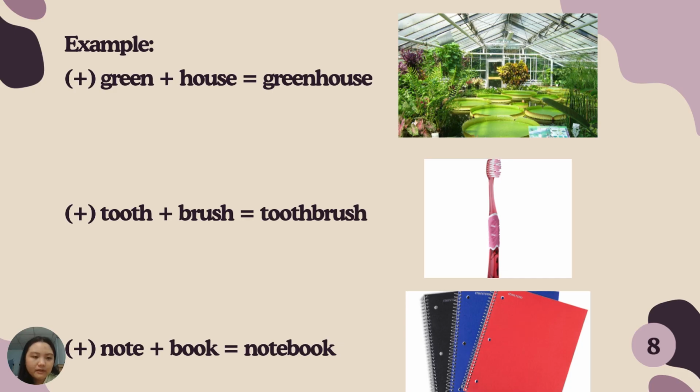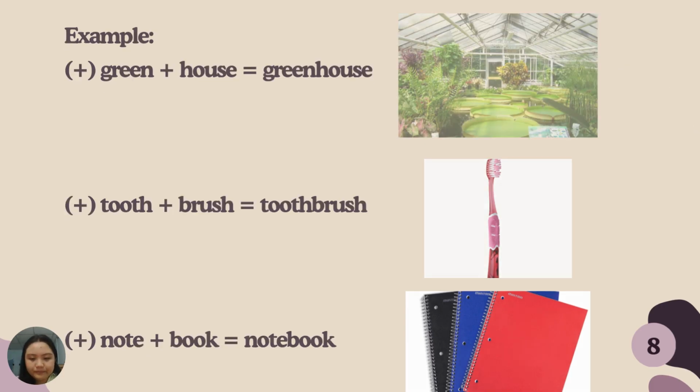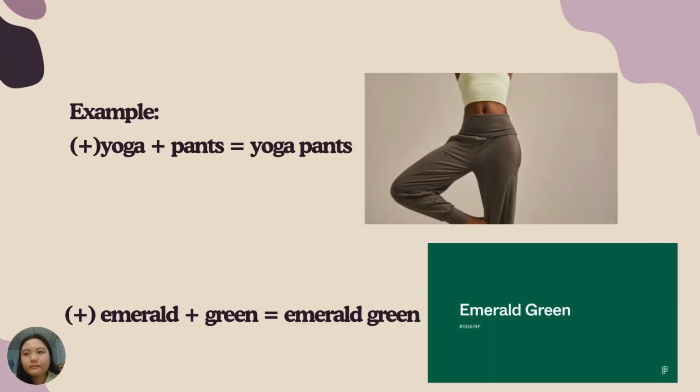Or also we have a noun, tooth, which we combine with a noun, brush. We have a new word here. Toothbrush is a tool that helps you clean your teeth. Or notebook is a small book to write a note. We move to another example.